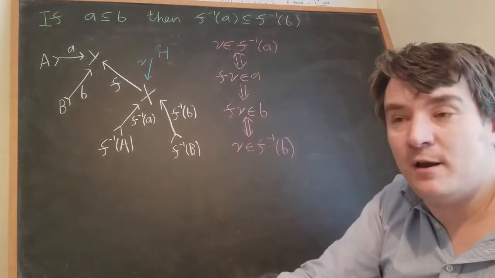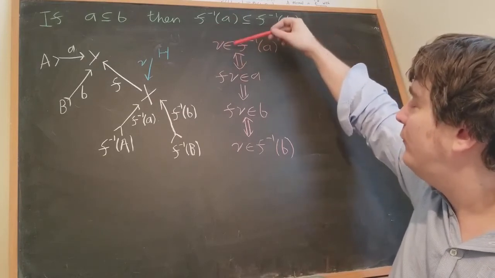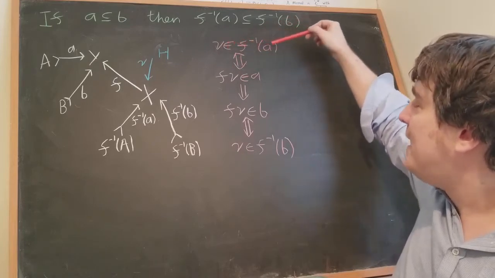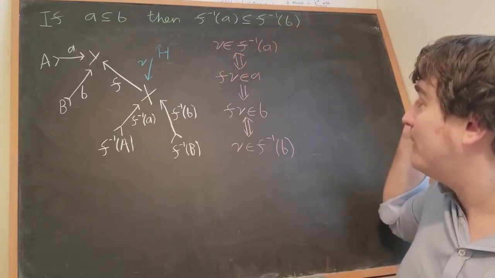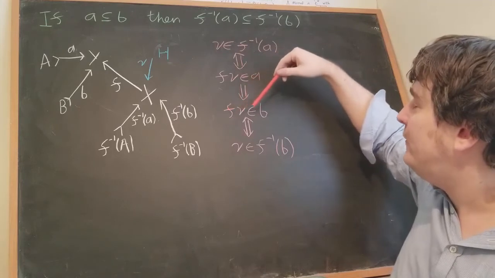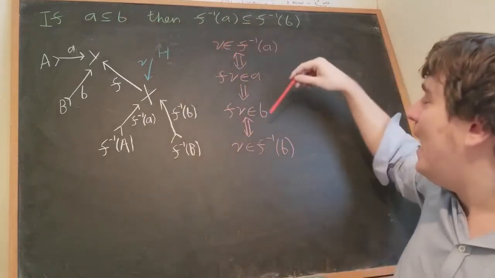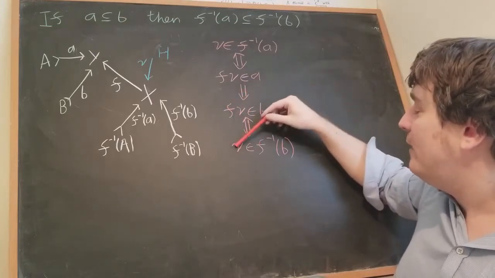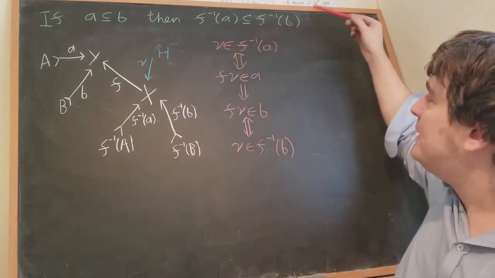So let's start with that assumption that V is in F to the minus 1 of A. Now, a result about these inverse images is that V is going to be in F to the minus 1 of A if and only if F of V is in A. And since A is contained in B, this implies that F of V is in B. So if this is in A, then it has to be in B because A is contained in B. And then this, again by the inverse images idea, is equivalent to saying that V is in F to the minus 1 of B. So we have that this implies this. Hence, this statement in green holds true.